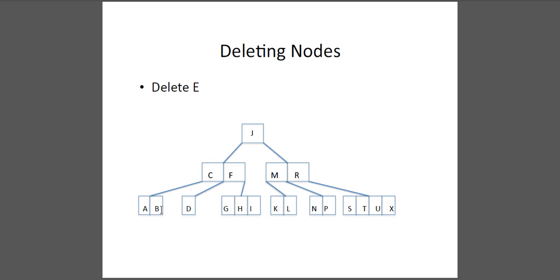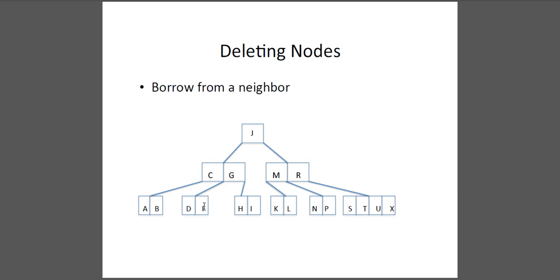You cannot take the value from the left hand side neighbor, because when you take the value from the left side neighbor, again it will contain only one value. It will again violate the rule of B tree. So from the right side you have to take the value. So from the right side, G can be placed here, F can be placed here, so that it will satisfy all the rules of B tree.